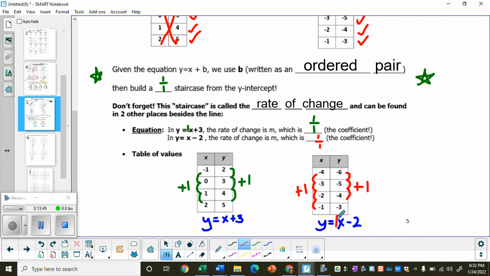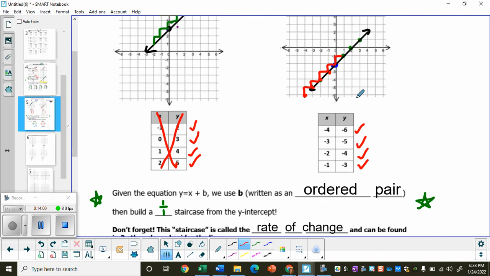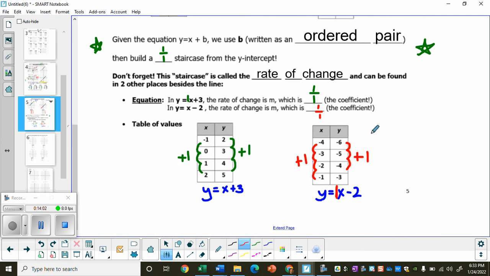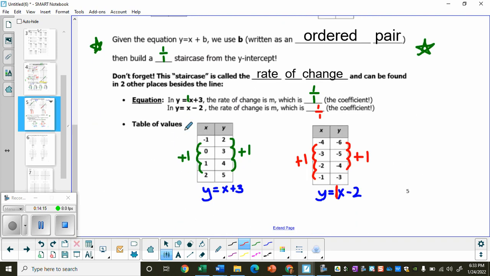So it's in the equation right here. It's in the table of values right here. And then the line itself, here was the up 1 over 1 right here, up 1 over 1 on the line. So in the previous unit, we got really comfortable with the rate of change. The rate of change in this unit is a 1 over 1 staircase. And the new vocab thing in this unit, again, is the y-intercept, and it's going to be where the additive graph crosses the y-axis. All right?